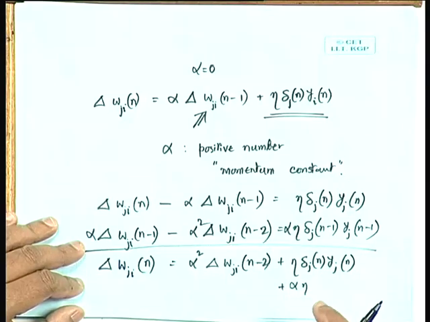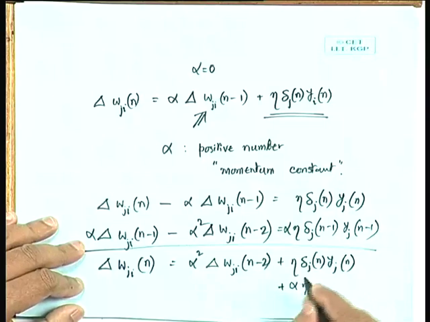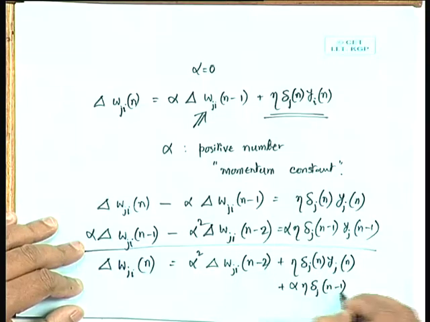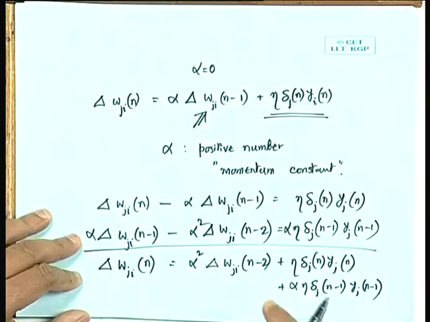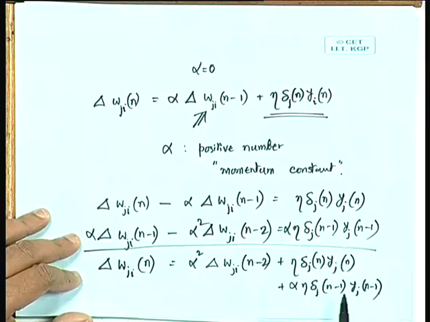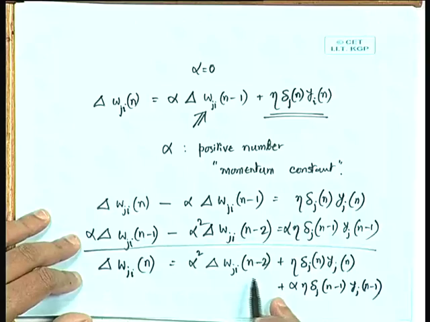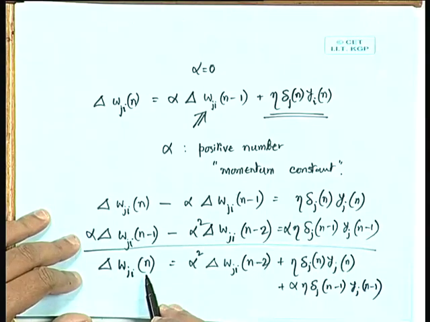What you are getting here is alpha eta delta j(n minus 1) y j(n minus 1). So you see that this is for two terms that I have got. If I had got this for three terms, then what would have been the case? Then it would have been delta WJI(n) equal to alpha cube of delta WJI(n minus 3) plus eta terms of this, alpha into eta terms of this, plus alpha square into eta terms of this.